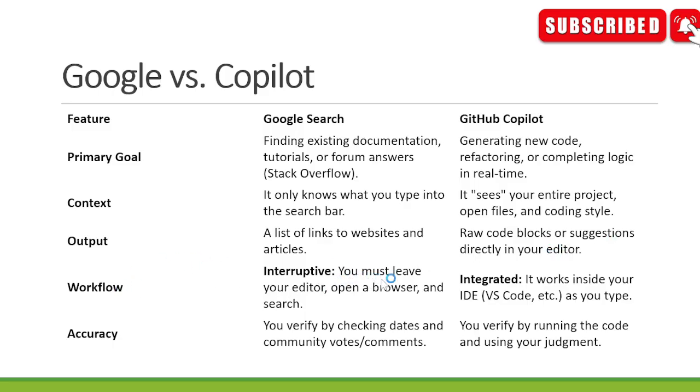Workflow: Google is interruptive. You must leave your editor, open a browser and search. Copilot is integrated. It works inside your IDEs like VS Code and all. Accuracy: with Google you verify by checking the date, community votes and comments. So basically you are deciding what is accurate or not. It is just giving you the information. With Copilot you verify by running the code and using your judgment. So that's the way, as a human, we decide the accuracy, but in both ways we get the information.